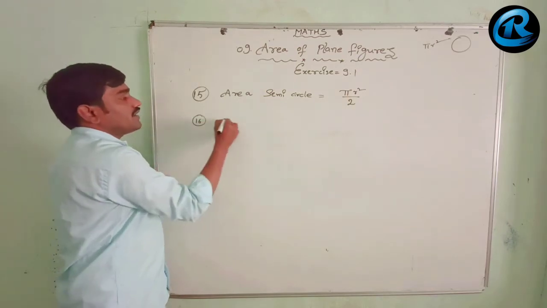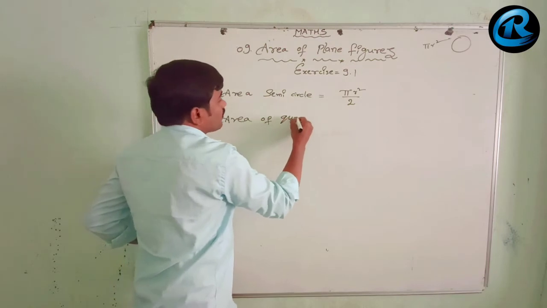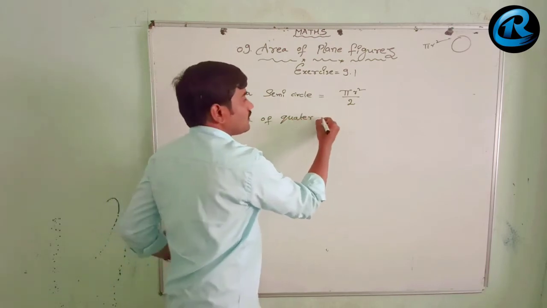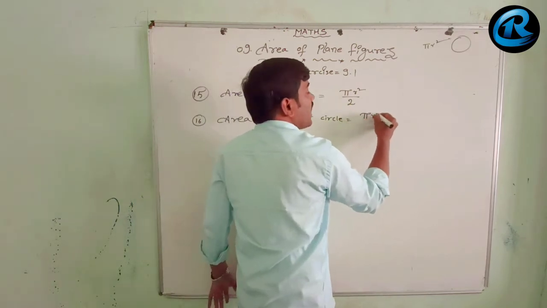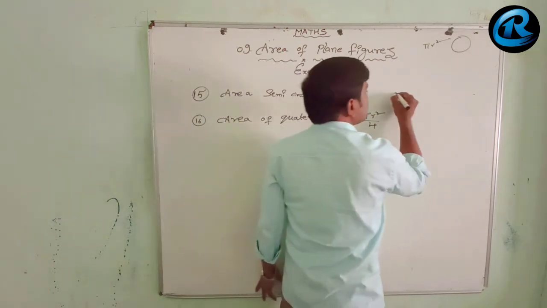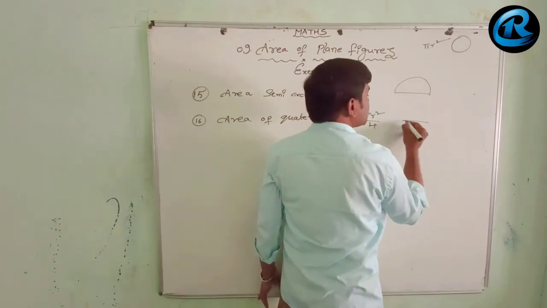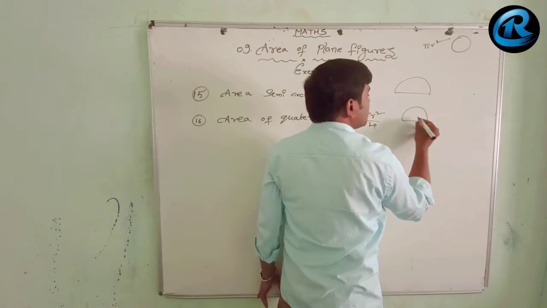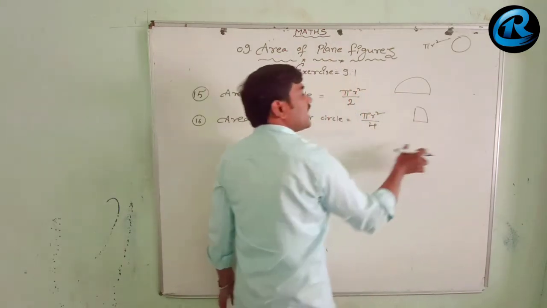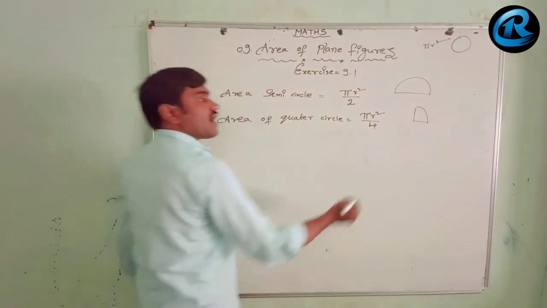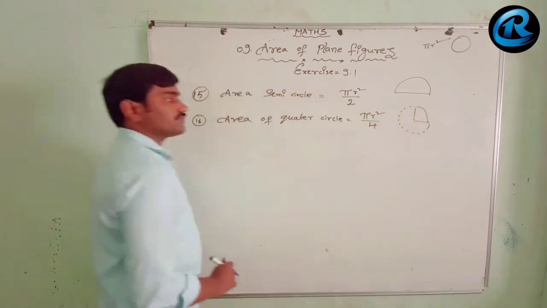Then the 16th one, area of a quarter circle. Area of a quarter circle is pi r square by 4. Here semicircle is the area of a semicircle. This is the semicircle. Area of a quarter circle, see, it is a semicircle. In this semicircle if you take a half, it will be known as a quarter circle. This is a quarter circle.